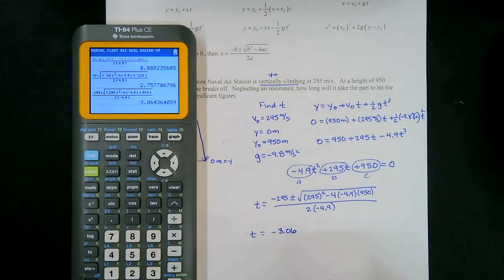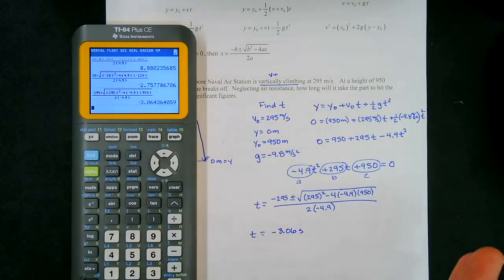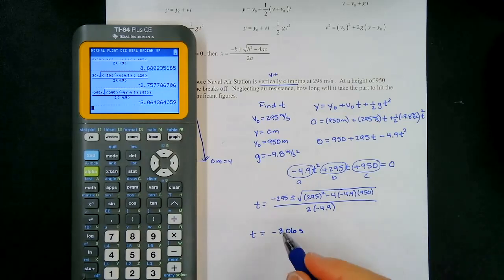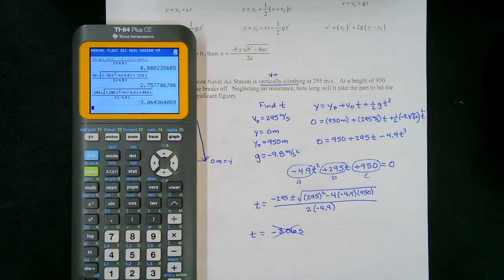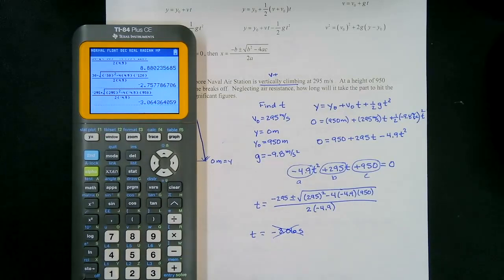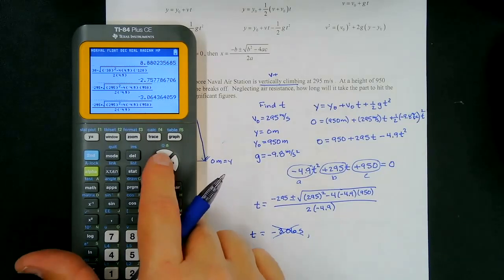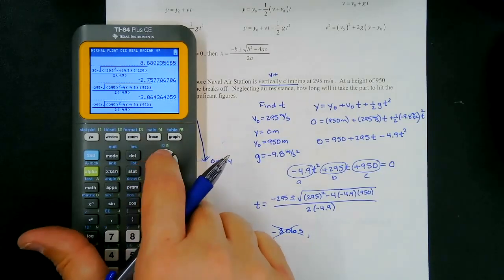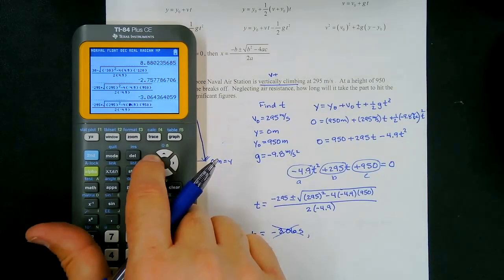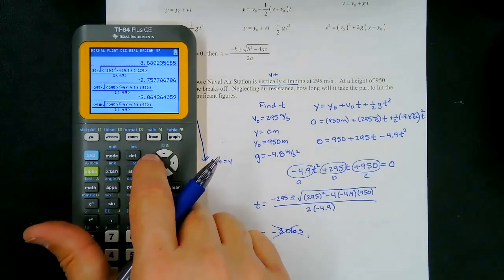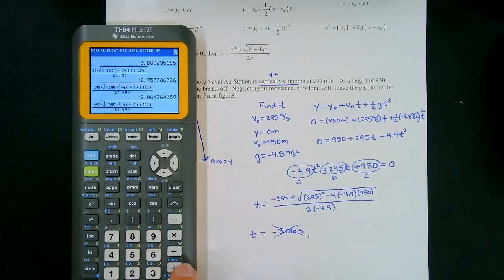3.06 seconds, which that answer is not going to make sense. So we're going to cross that one out, because that means it landed prior to it coming off the plane, right? So the other possible answer is to come up here, copy it, and then come over here, and instead of the plus, we're going to retype, and we're going to type minus. So that one's subtraction, not negative, okay?